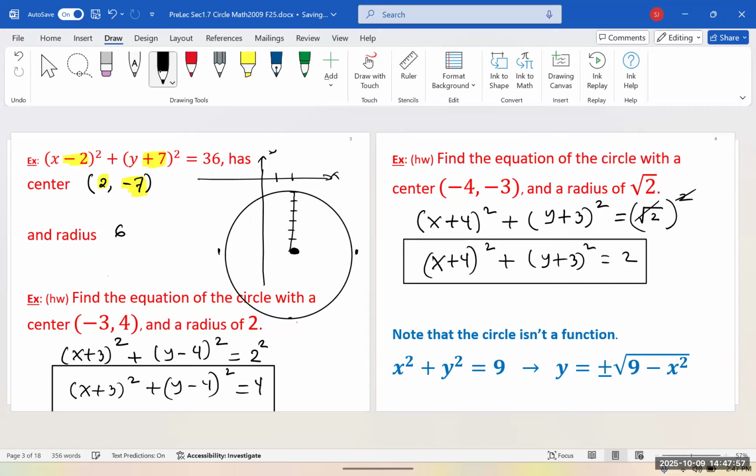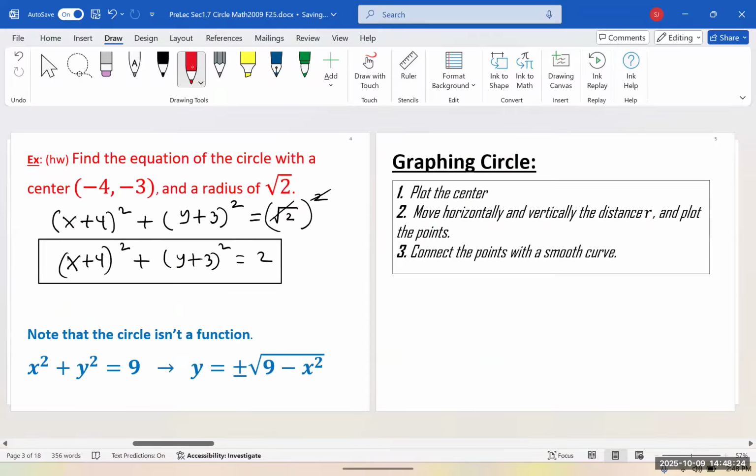And we know a circle is not a function. Why not? Because if you draw a vertical line, it crosses the circle twice. Also, if you try to solve for y, you get two y values for one x value. So it's not a function. It's just an equation. Graphing the circle, I already taught you that. You plot the center, you take your radius, and then go the radius in all 4 directions. And then you just combine all of these with a smooth curve.